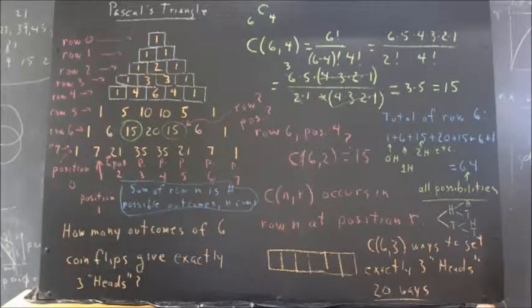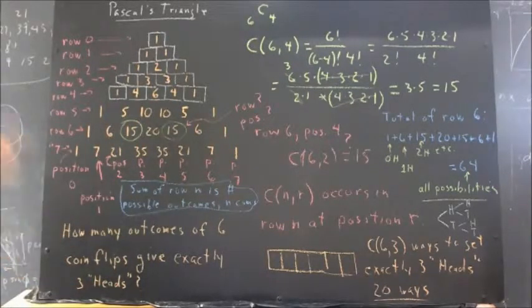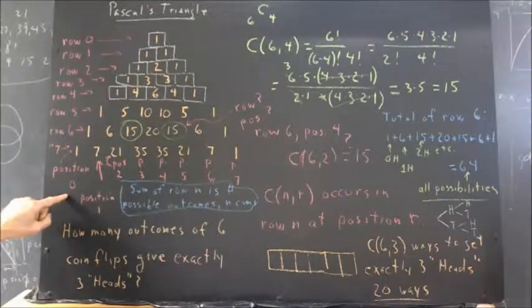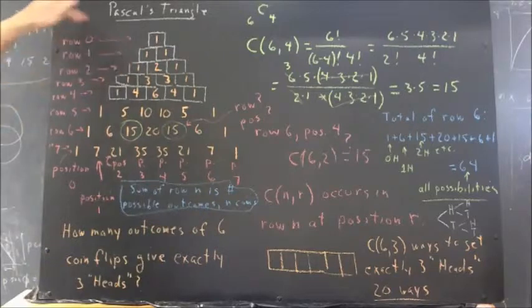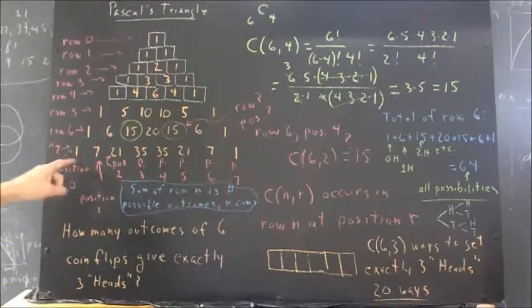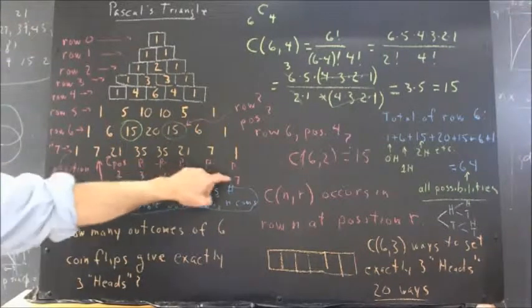The rows are numbered. Row 0, row 1, row 2, row 3, row 4, row 5. We start numbering the rows with 0. We number the positions within the row. If these are blocks, we're numbering the blocks, but we start by numbering with 0. We don't make the easy mistake of starting with 1, or if we do, we're going to get something wrong. So we have to remember to always start with 0 in counting positions or in counting rows. Okay, so we have position 0, position 1, position 2, position 3, 4, 5, 6, 7.